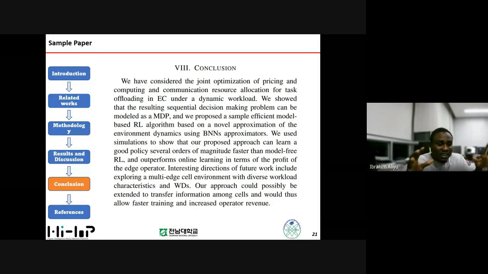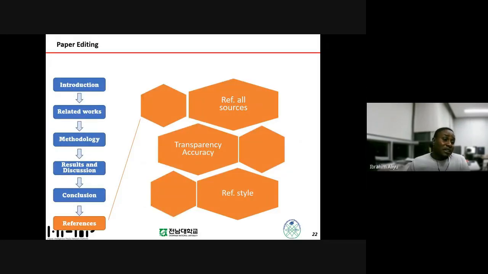You have to check the existing work and the kind of journal you want to publish in. How do they write their stuff? How do they discuss their results and so on? So your power is really in the quality of the related works you carry out. Now, references, someone will discuss more of that, but reference all sources. That is what is expected.